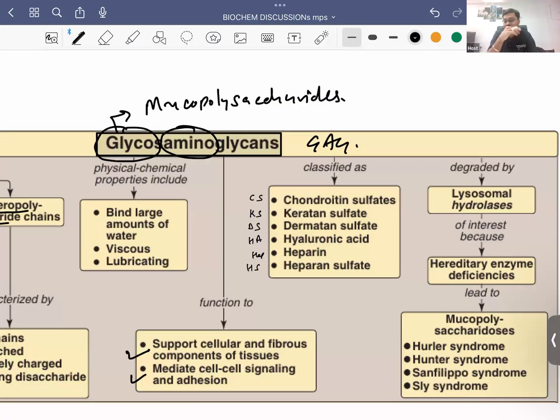So you can be asked in the exam that heparin is an example of what. We all know it works as an anticoagulant, but what is its chemical structure? It is a glycosaminoglycan. All right. Now it gets degraded by a certain set of enzymes, that is lysosomal hydrolase.